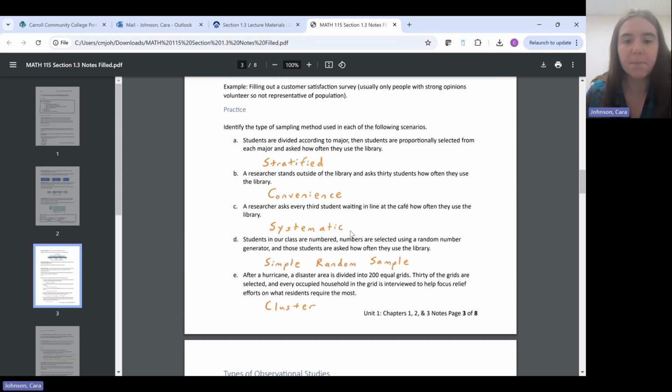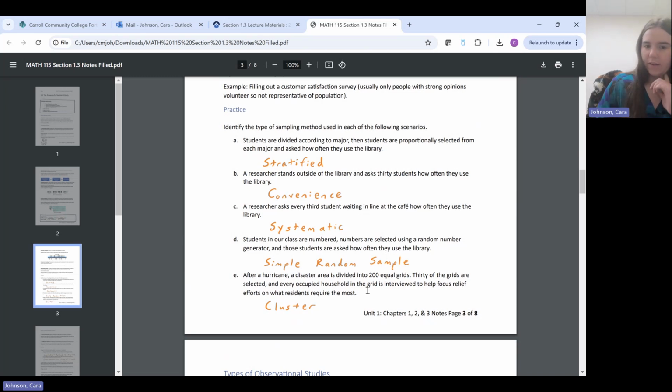That's systematic. And then letter D, students in our class are numbered. Numbers are selected using a random number generator, and the students are asked how often they use the library. That is definitely a simple random sample. Everybody's equally likely to be selected. You're just picking people randomly, no groups, nothing like that. It's just completely random.